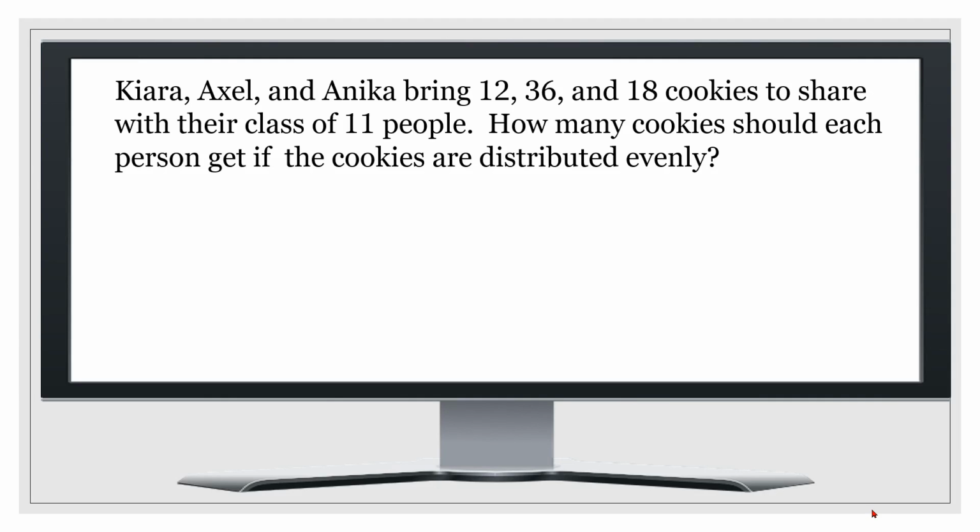All right. How was your luck? How did you do with the distributing of the cookies? Are you an expert cookie distributor yet?